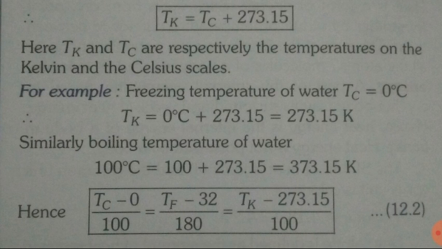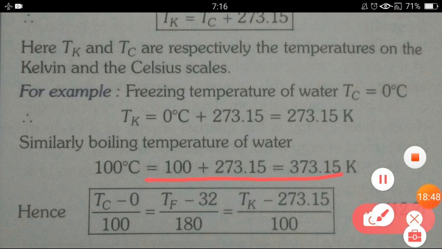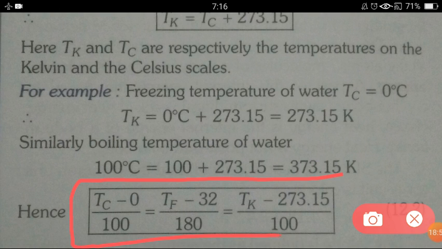Then we will have one general equation, a general formula to convert Fahrenheit, centigrade and Kelvin into each other's form. Here you can see on the numerator Tc minus lower point upon range, then for Fahrenheit Tf minus lower point upon range, and for Kelvin Tk minus lower point upon range. So this is one common formula. With the help of this formula we can convert temperature from one scale to another scale.